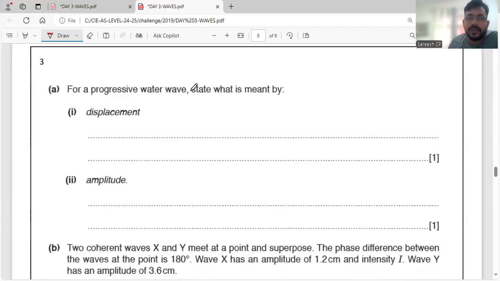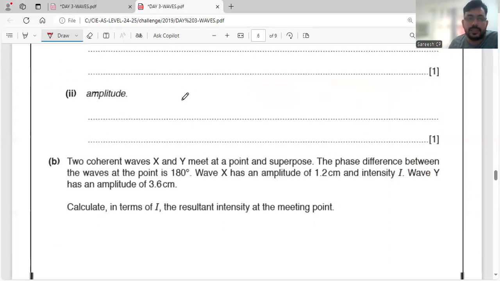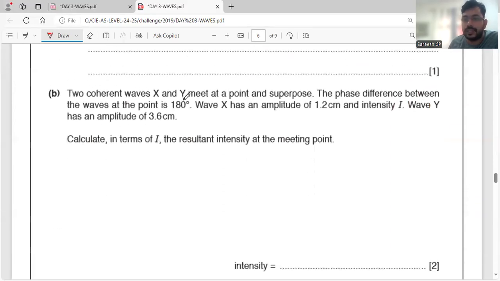Now, for a progressive water wave, what is meant by displacement and amplitude? I'm not going to discuss that. Two coherent waves X and Y meet at a point and superpose. The phase difference between the waves at the point is 180 degrees. Wave X has an intensity I, and wave Y has an amplitude as given. I will discuss this also.